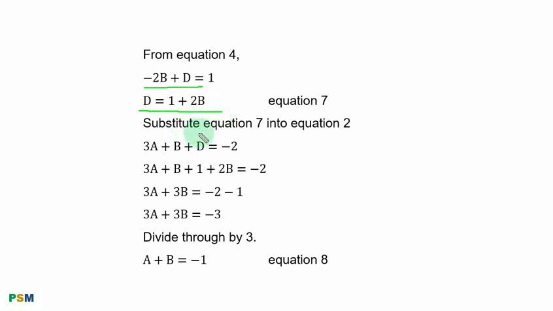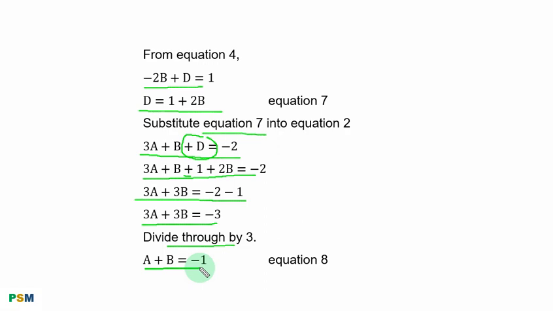Next, you replace equation 7 in equation 2. This is equation 2. You are replacing d with equation 7, which is equal to 1 plus 2b in this form. You add like terms and transfer plus 1 to the right hand side. You have it in this form. You have 3a plus 3b equal to minus 3. Divide through by 3. You have a plus b equal to minus 1 as equation 8.